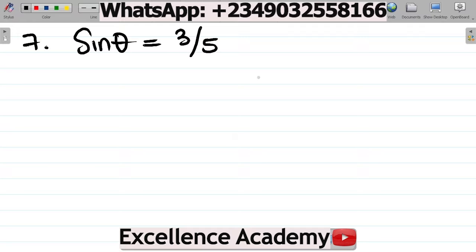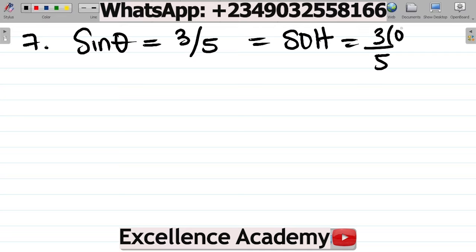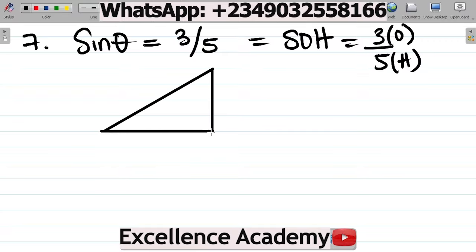Don't forget that sine is, using SOHCAHTOA, opposite over hypotenuse. So 3 over 5 means 3 is the opposite of the angle, and 5 is the hypotenuse of the triangle. Let's form a triangle here. We'll choose this to be an angle theta. The opposite will be 3, and the hypotenuse will be 5. Now, all we have to do is get the value of the adjacent.